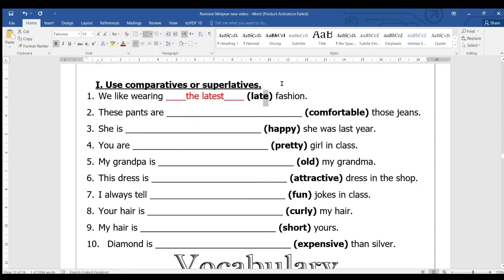Easy? Do the same for the next 9 questions and be careful. Read carefully if you have a short adjective or a long adjective and check the ending of the adjective. Apply all of the rules. It will be super easy for you. Let's go.